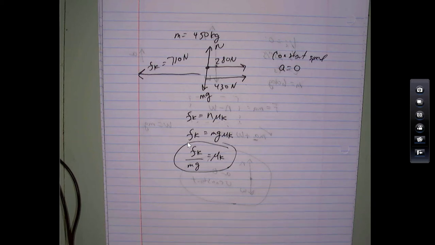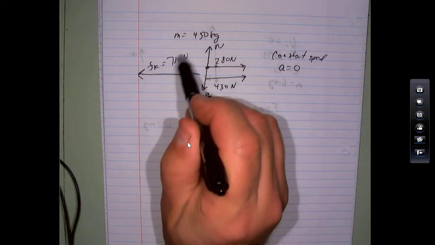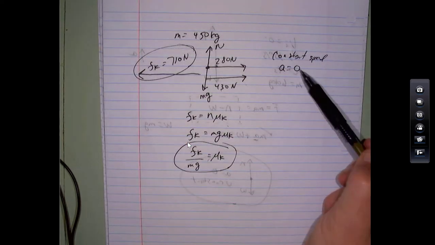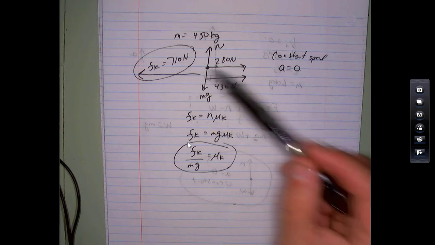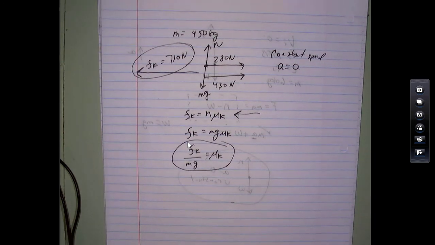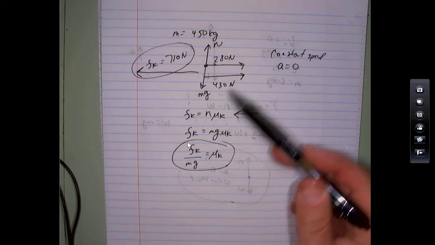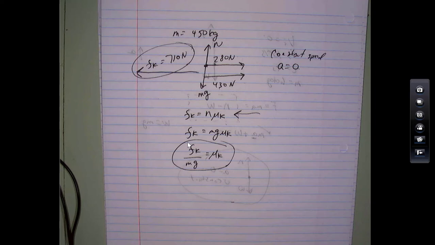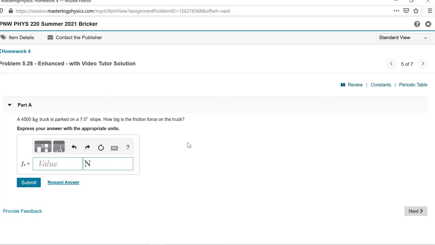Okay, so in this one again, we know this has got to be 710 because no acceleration. This plus this is 710. This is the definition of the force of kinetic friction. And then I know the normal force is equal to mg from the picture here. Okay, let's look at the next one.